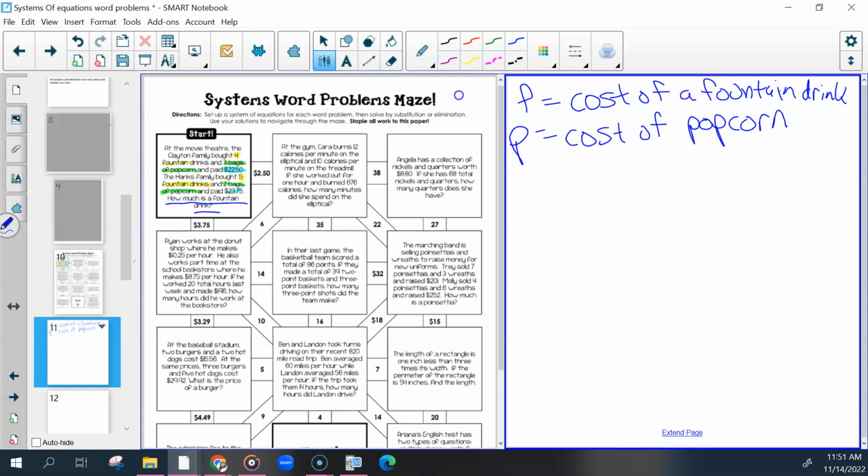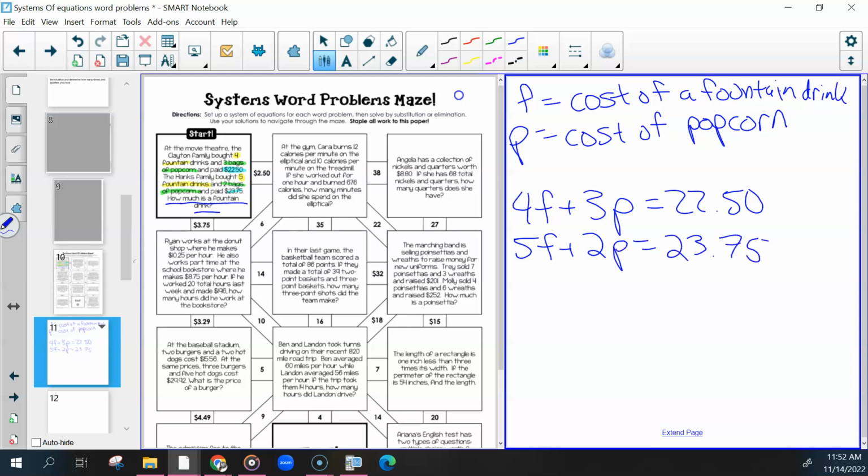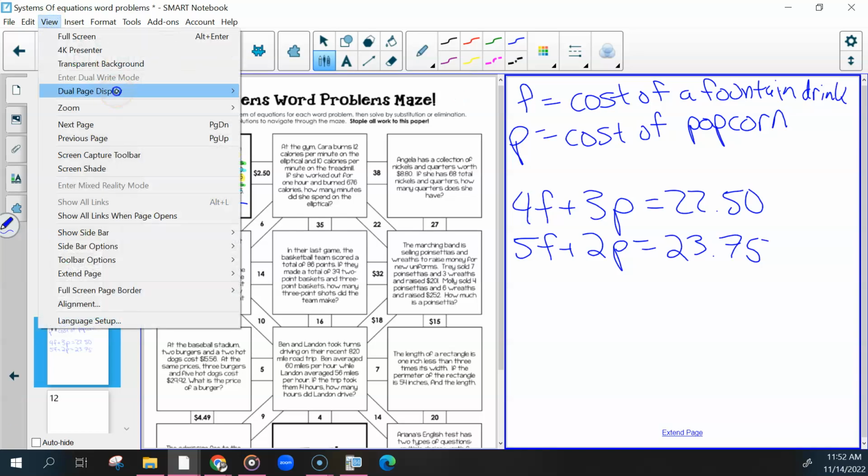Aaron, go ahead. 4 plus 3. That would be the first one. And then for the second one? So once you get the hang of how to start setting these up, you'll realize that they're really all the same. You just have to put the variables and numbers together. These are going to be huge.